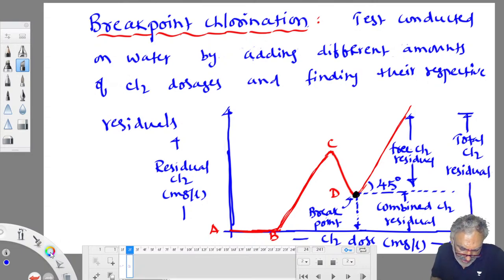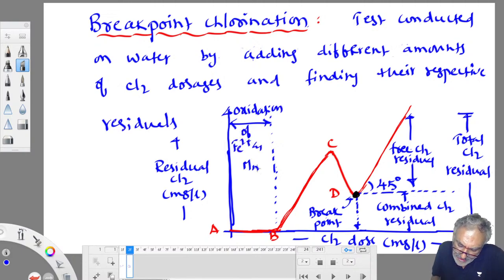So what is happening between A and B? Chlorine is reacting with iron and manganese here. So oxidation of iron and manganese is occurring from A to B, oxidation of Fe2+ and Mn2+. And what is happening between B to C? Formation of chloramines. Chloramines are forming here.